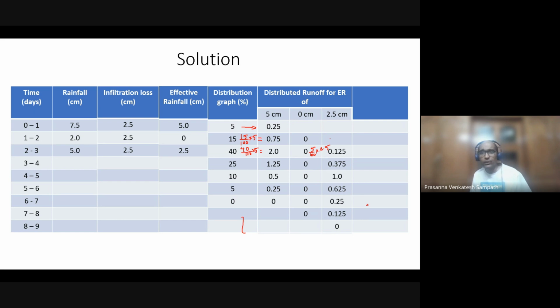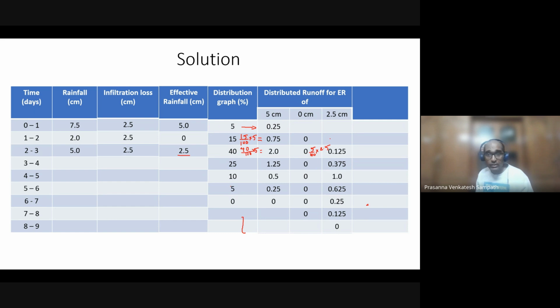Right, 5% of 2.5. Where did this 2.5 come from? That is this 2.5, and 5% comes from here. Because the distribution graph is giving the percentage from the day of the rainfall event to the next 6 days, right? So 0 to 1, 1 to 2, 2 to 3. So you just have to take this 2.5 centimeters and distribute it in these ratios: 5%, 15%, 40%, and so on, over the 6 days, starting with the day on which the rainfall happened. The rainfall happened on the third day, 2 to 3, in that interval.